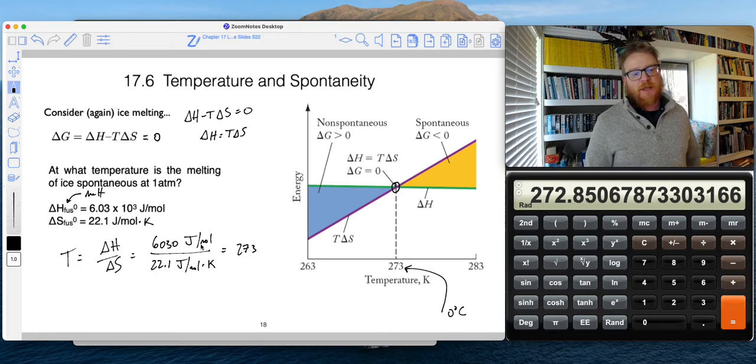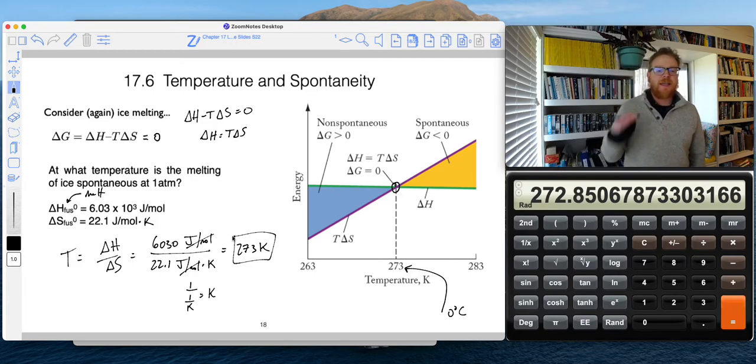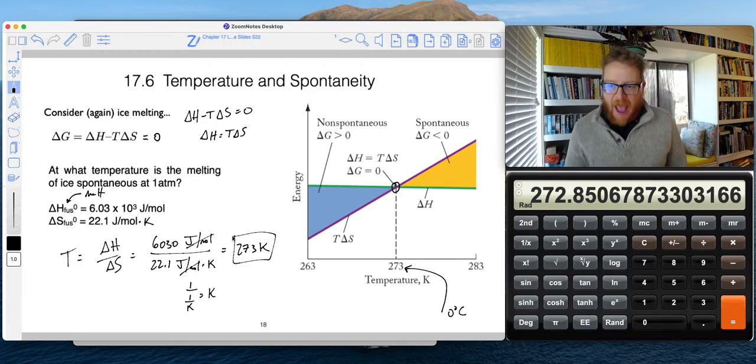And if I look at the units, my joule per mole and my joule per mole cancel. So I have 1 over Kelvin for my unit, which is the same as a Kelvin, okay? So that's pretty cool that this works out. Again, very simple math, but it's the concept that's important here, all right?